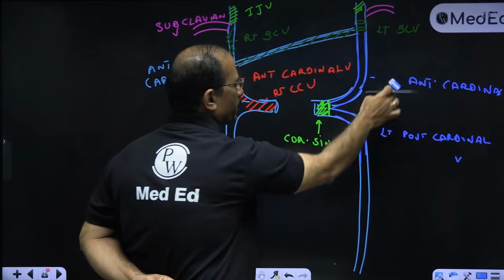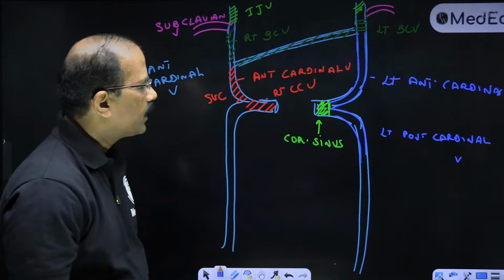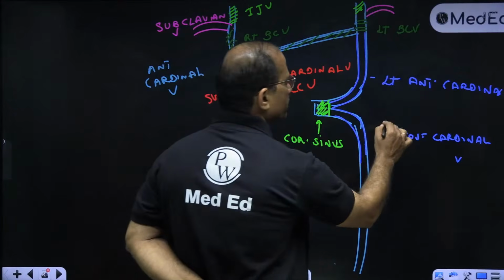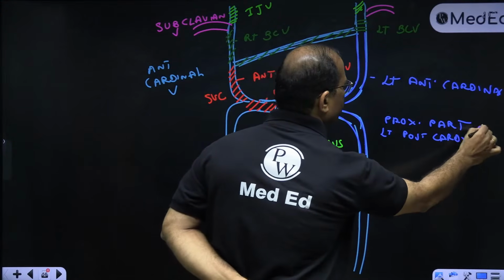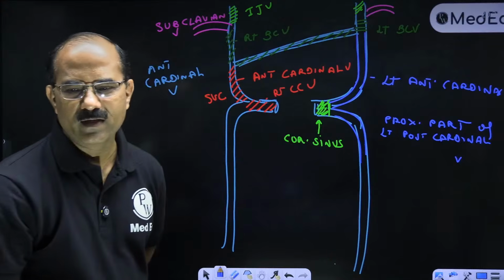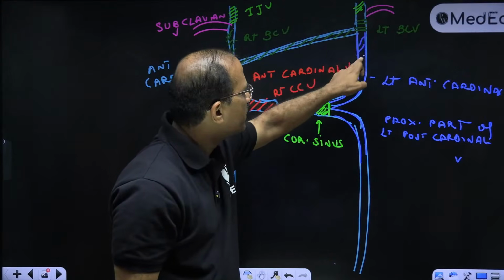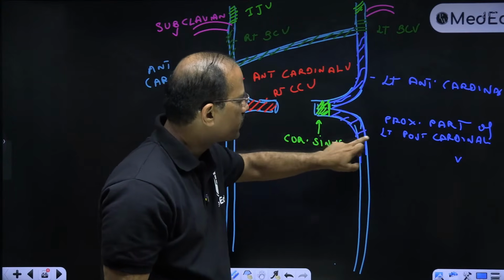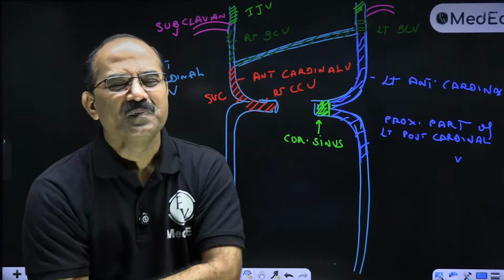बच्चों समझ में आ रहा है कि नहीं? ये बचा हुआ क्या है? Left anterior cardinal vein and the left posterior cardinal vein. हाँ, what is this going to form? Proximal part of the left posterior cardinal vein forms what? Anyone? ये जो बचा हुआ है ना, left anterior cardinal vein and the proximal part of the left posterior cardinal vein join to form what?